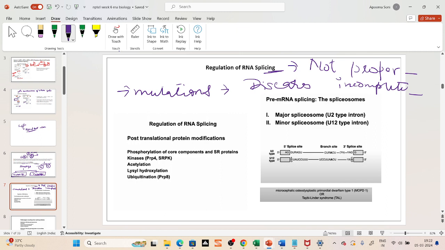It can either be phosphorylation, acetylation, hydroxylation, or ubiquitination. These are the modifications that regulate the RNA splicing event, so that RNA splicing can occur in a well coordinated manner.